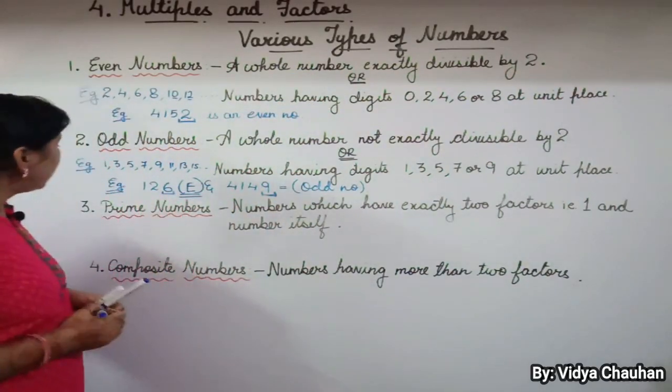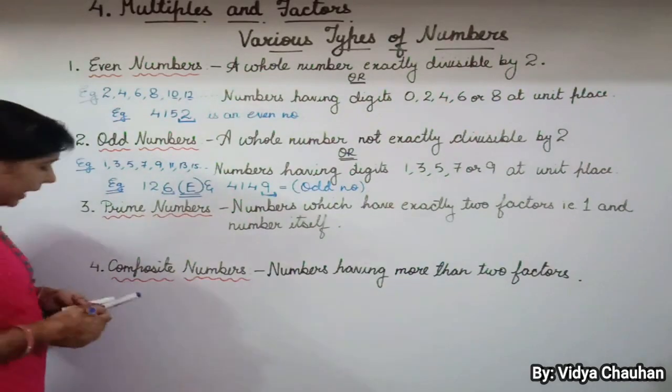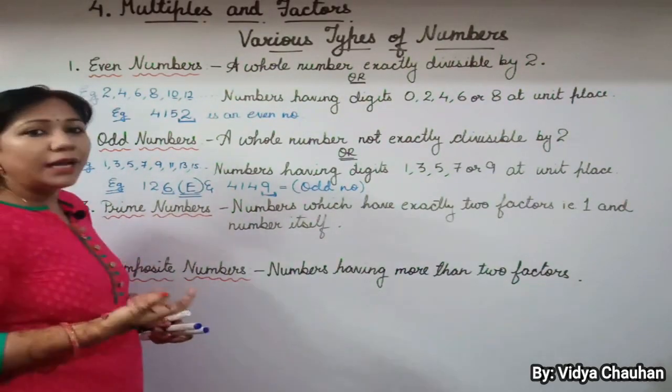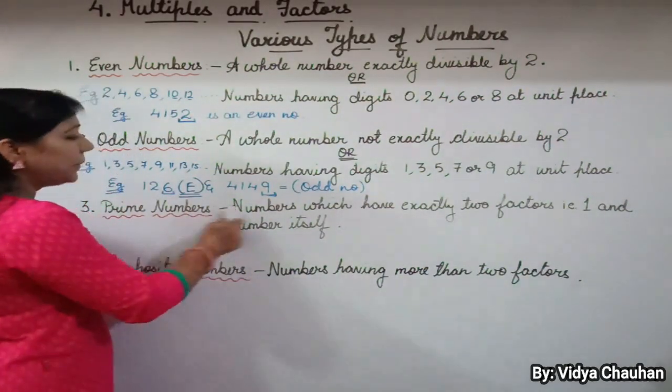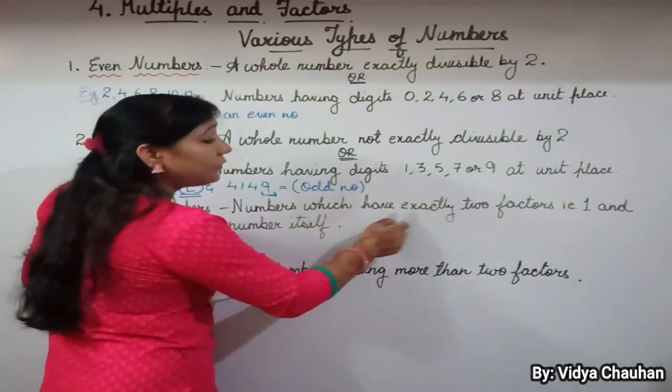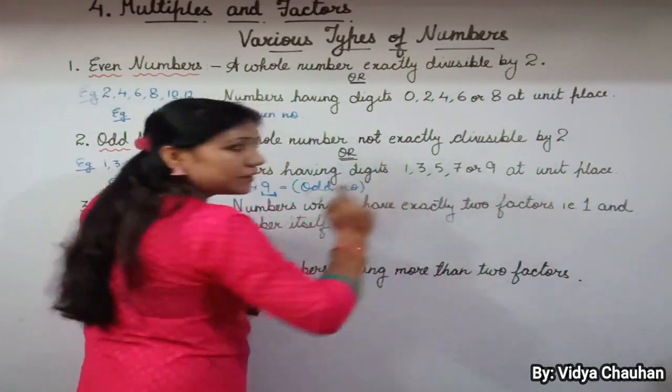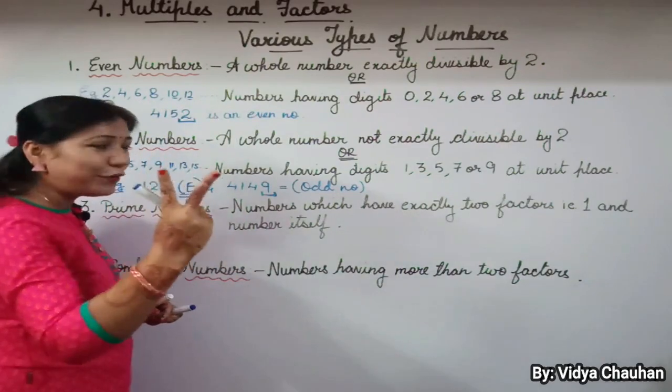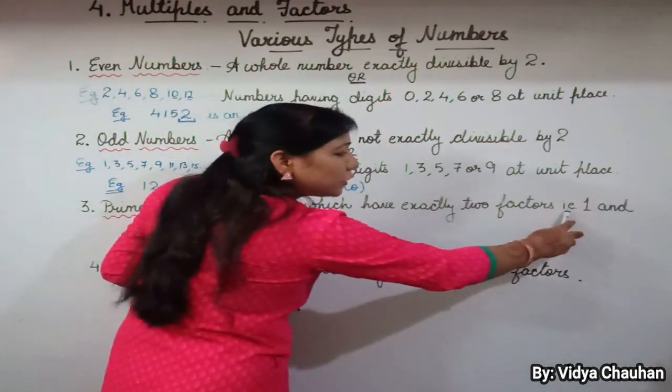Moving to the next part, next we have prime numbers. What are prime numbers? Prime numbers are the numbers which have exactly two factors. Exactly two factors. And what are those two factors?